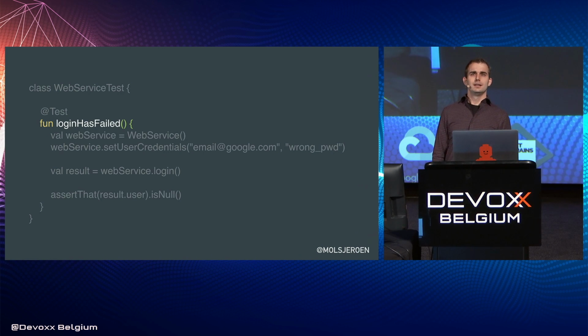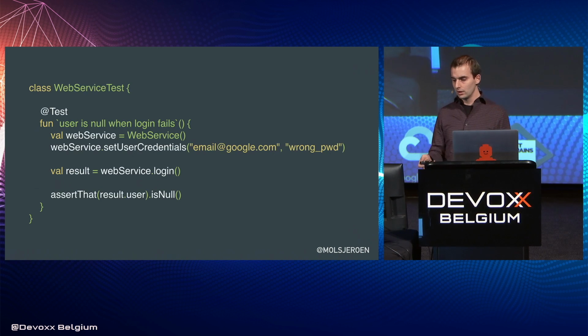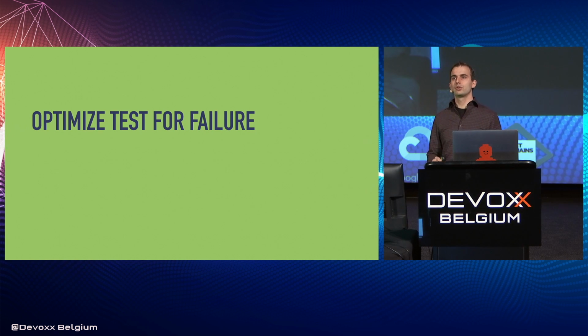And then lastly, this method. Imagine if this test fails, then the outputted error message would be logging has failed. Super vague, right? Wouldn't it be better to give it a clear description? User is null when login fails. If this test now fails, you immediately know, okay, that's the problem. So optimize your tests for failure.